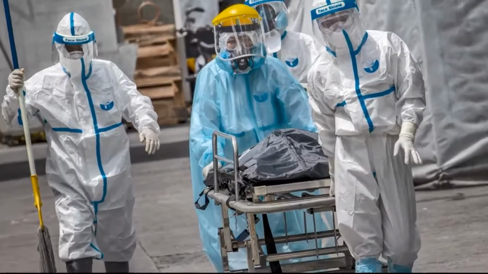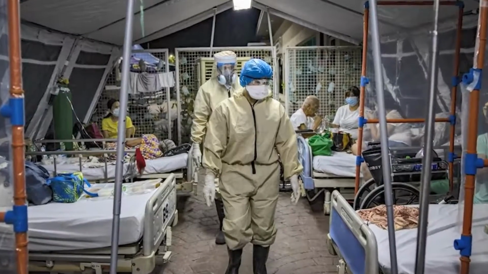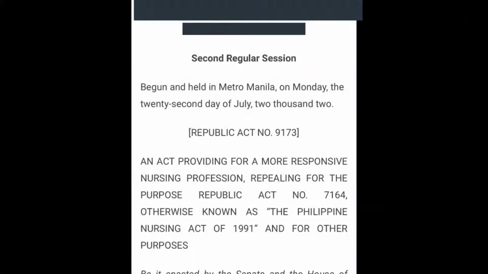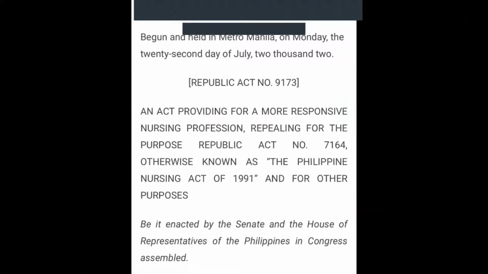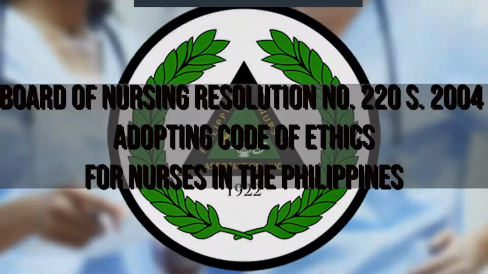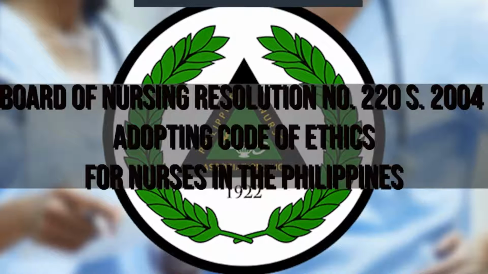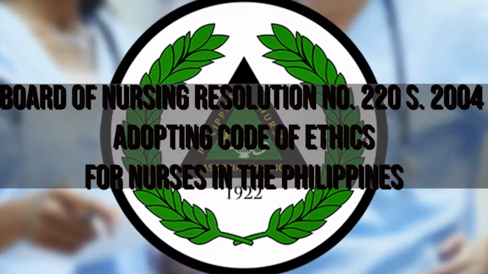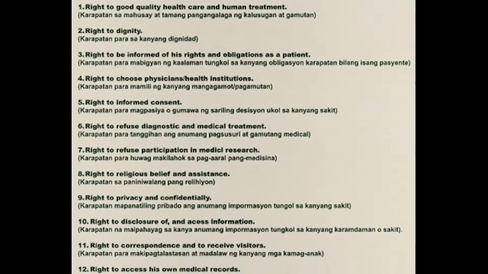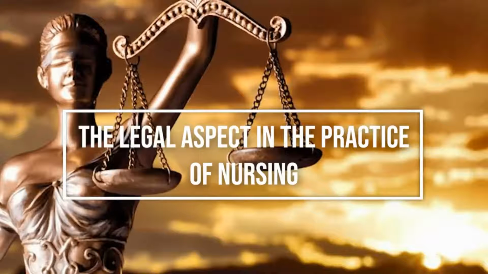Here are ethical legal considerations, basis, guiding and regulating the Philippine nursing profession. RA 9173, the Philippine Nursing Act of 2002, Board of Nursing Resolution Number 220, Series of 2004, Adopting Code of Ethics for Nurses in the Philippines, the Bill of Rights of Patient, and the legal aspect and the practice of nursing.